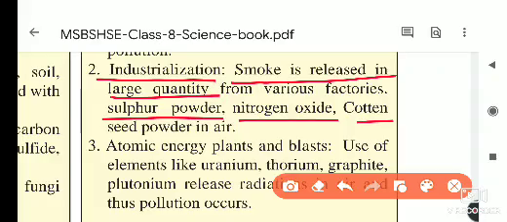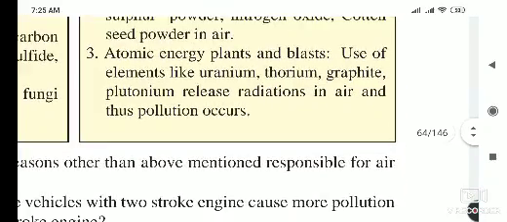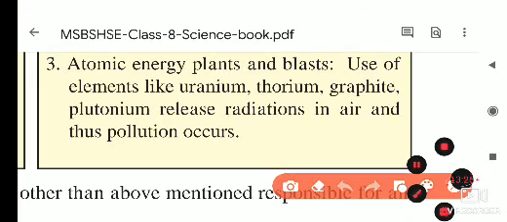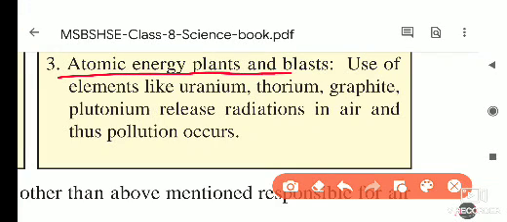So industrialization is one of the reasons for air pollution. And next, it is the atomic energy plants and the blast. To get electricity, we are using atomic energy, and scientists are also performing different experiments on the atom, and at that time the air gets polluted.